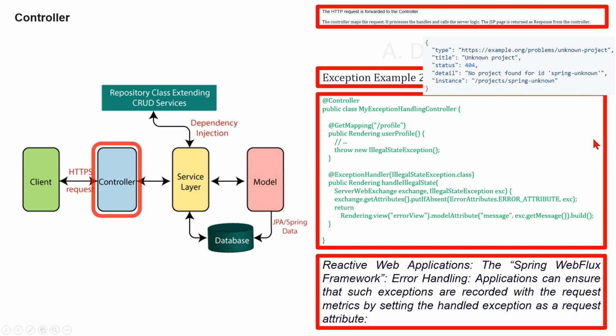Before customizing, you can leverage the RFC 7807 problem detail support in Spring WebFlux. Spring WebFlux can produce custom error messages with the application/problem+JSON media type, like here. This support can be enabled by setting spring.webflux.problemdetails.enabled to true.